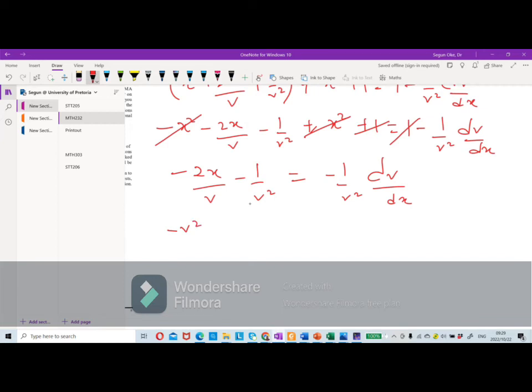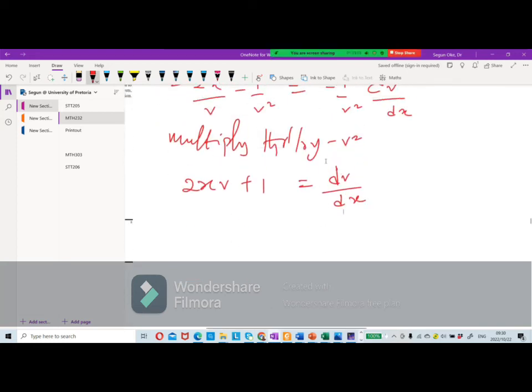So when you multiply through by negative v squared, you have 2xv plus 1 equals dv dx. So we need to take this one to dv dx. If you are taking it to dv dx, what do we need? We need dv dx minus 2xv equals 1.